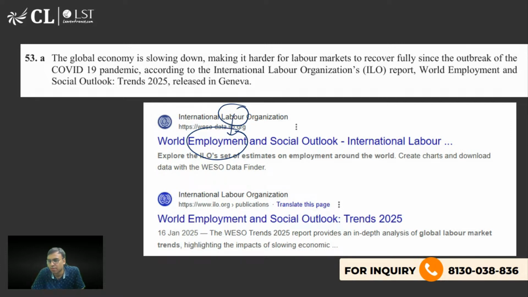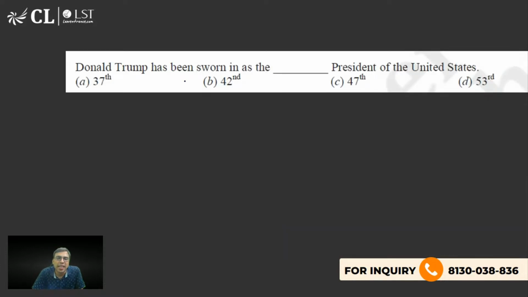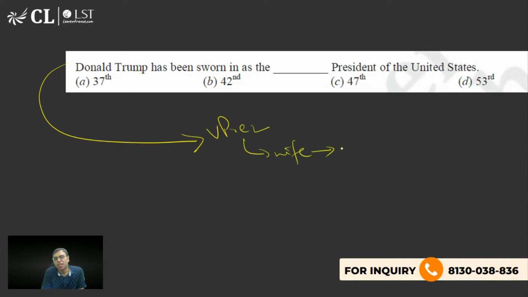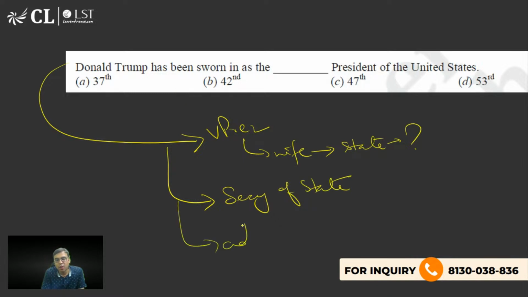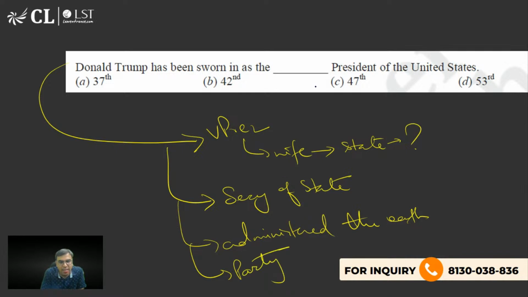ठीक है. The next is Donald Trump has been sworn in as the dash president of US. Now इनसे रिलेटेड 3-4 चीजें आप बताइए. पहले आप इस क्वेश्चन का आंसर कीजिए. दूसरी बात, his vice president name. His vice president's wife is from which original state of India? Okay. His secretary of state name. Okay. And who administered the oath to him? And he belongs to which party? Political party. So the right answer here is 47th president.